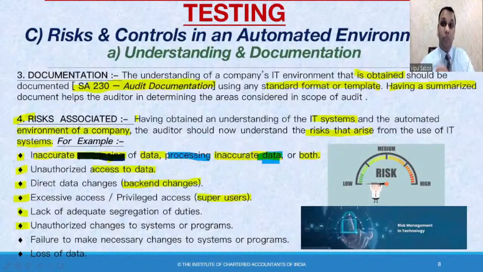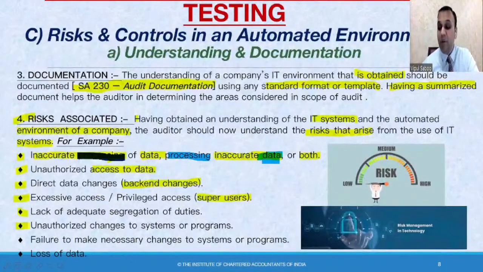Unauthorized changes to systems or programs. The editing work on any system or program should not be open to anyone in the organization. It should be a person who has requisite knowledge, a person who can undo the wrongdoing. It's not like Word or Excel that anybody can do and undo. In the case of automation, in the case of systems and software, we need requisite knowledge to undo anything done wrong.